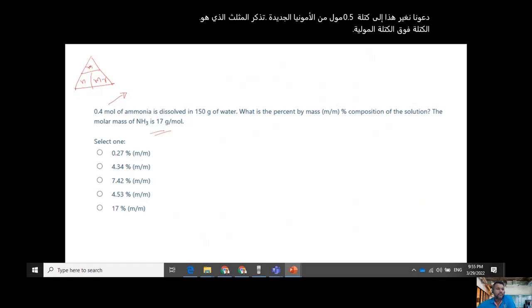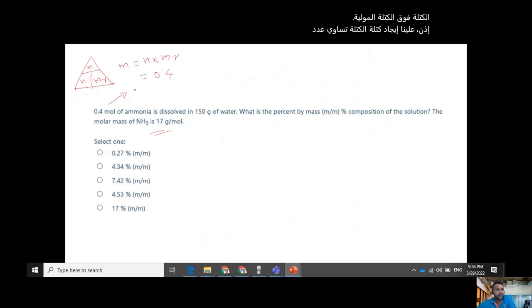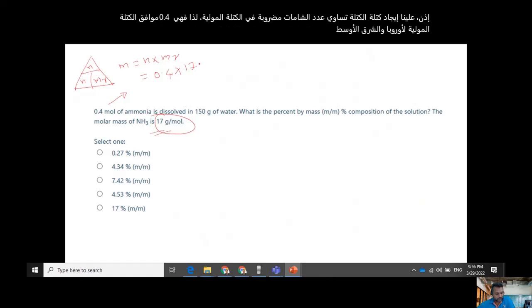So we need to find mass. Mass is equal to number of moles times molar mass. So it's 0.4. Okay, molar mass of ammonia is 17 grams. 0.4 times 17, we get the answer 6.8 grams.